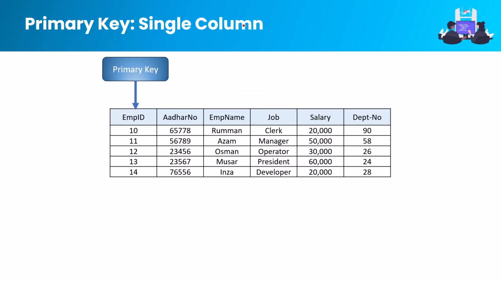As you can see in this table, we have an employee table, and it has some columns like employee ID, Aadhaar number, EMP name, job, salary, department ID. You can see here the employee ID is unique for each and every row. So employee ID is able to uniquely identify each record in this table. So employee ID can be a primary key of this particular employee table.